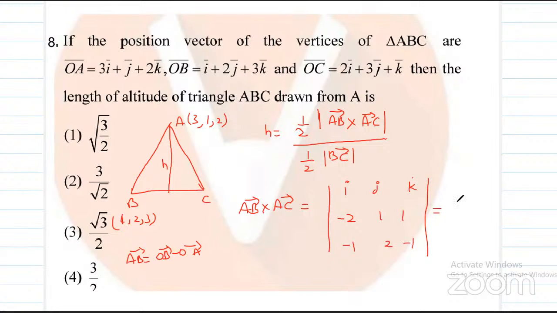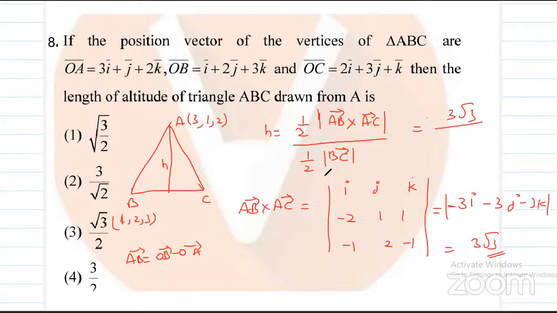And then take the modulus. So you can check what you'll get. Understand just the concept here. The simplification process can be done on your own. So we'll get minus 3i minus 3j minus 3k. By taking its modulus, meaning finding the magnitude, we'll get 3 root 3.